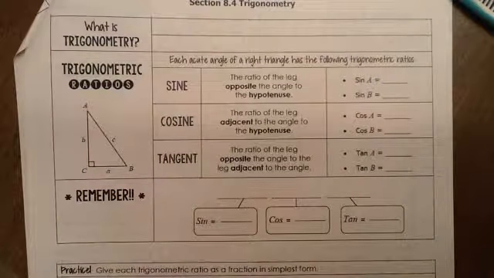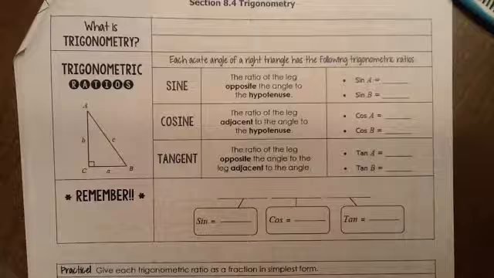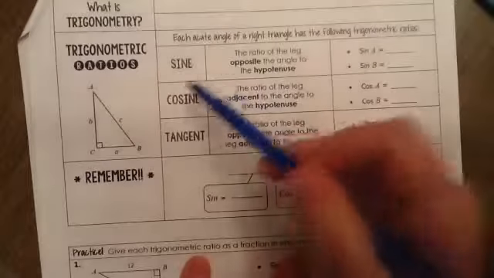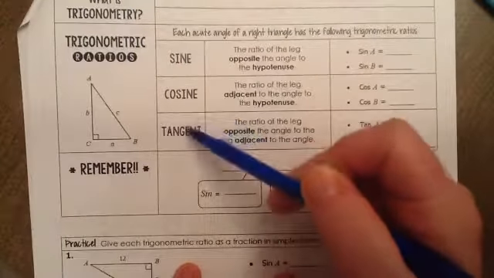Hello mathematicians. Today we are going to start looking at trigonometry. Trigonometry is going to compare the angles and sides of a right triangle. So there are three types of trig functions we are going to use if we have a right triangle. Sine, cosine, and tangent.